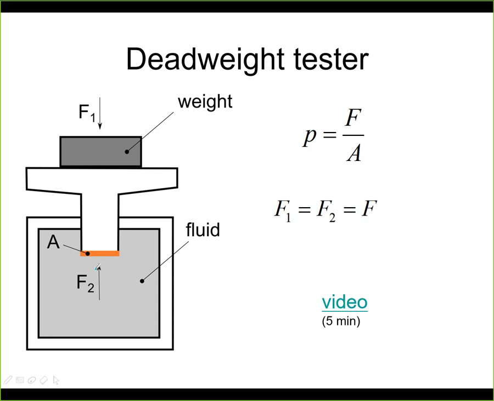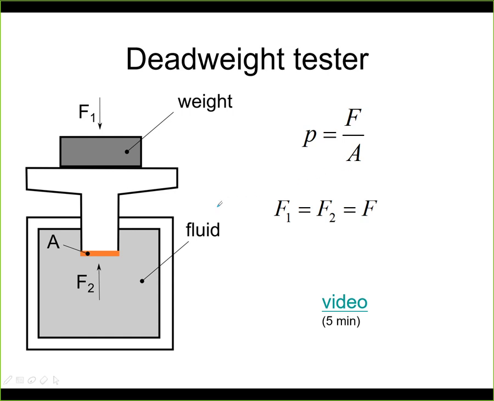And when this is in equilibrium, we can calculate what is the actual pressure of this fluid. So we're again looking for the balance of forces between F1 and F2. And then we can simply calculate that the measured pressure is force over the piston area. Now this looks like a very simple approach, but it actually is not that simple.